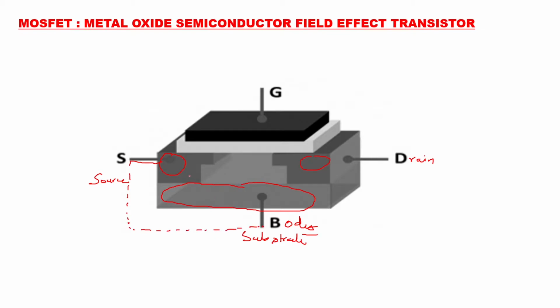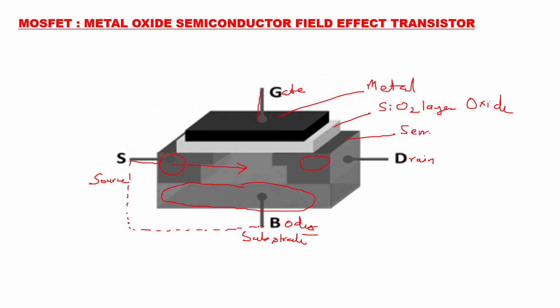Now a current has to flow from source to drain, and we require a channel to make the current flow. The occurrence of that channel, or the increase or decrease of the current flow, will depend on what voltage we give at the gate terminal. This is the gate terminal. The gate terminal is connected to a metal here. After the metal you have an SiO2 layer, which is an insulator, the oxide layer. And then you have the semiconductor, which you use for drain or source.